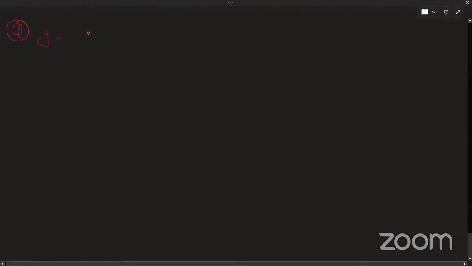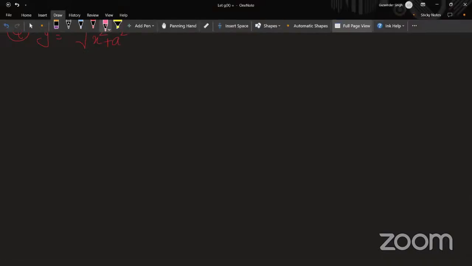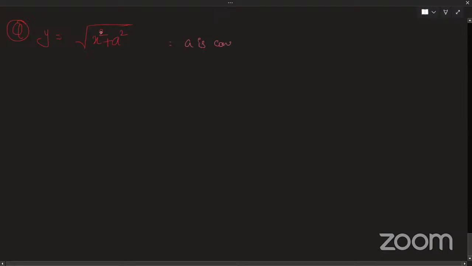Great. So let us see if we can do a few more. I've got y as square root of x square plus a square, where a is any constant. Can you tell me what will be the derivative of this? The first function that you encounter is square root of x, and inside it you have put x square plus a square. What is the derivative of square root of x? It is 1 by 2 root x.